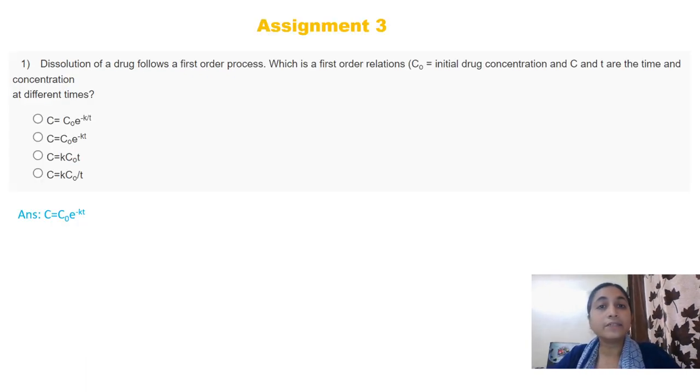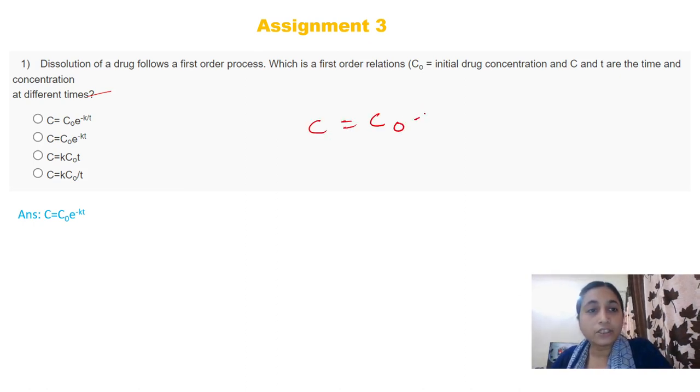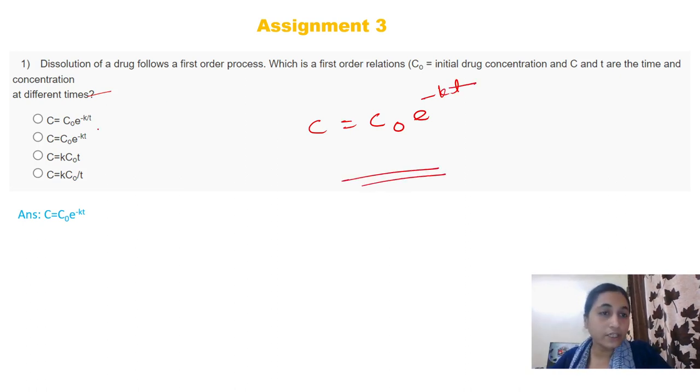Now come to assignment 3. In assignment 3, question number 1: the dissolution of drug follows a first order process. Which is the first order relation? C0 is the initial drug concentration, and C and T are the concentration at different times. This also I have discussed, I think, in the week 3 class. So you all know, C equal to C0 e power kt. This is the first order process. So this will be the answer.